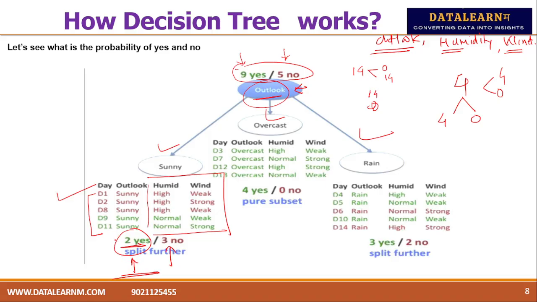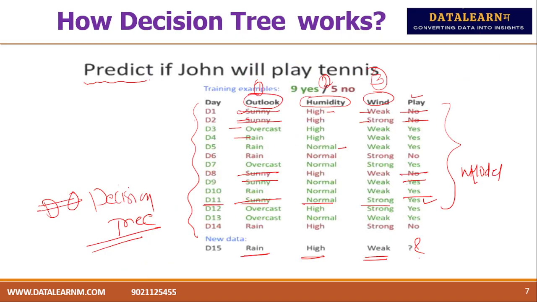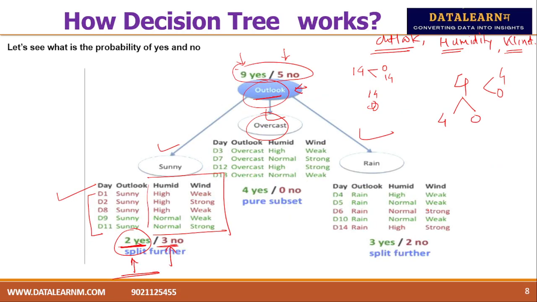We can't say whether there will be play or not. Based on this situation, can you say? We can't say. Now outlook is overcast. If outlook is overcast, what is it saying? Overcast, yes. Overcast, yes. There are 4 records having outlook as overcast, and all four records are saying yes. There is no other record in the training data. So it will be 4-0.